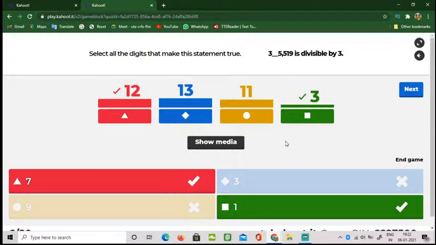So the correct answers are 7 and 1. If you add up all the numbers and add 7, you get the number 30, and 30 is divisible by 3. So 7, the color red, is one of the options. And the next option is, when you add up all the numbers and add 1, you'll get the number 24, and 24 is also divisible by 3. So the colors red and green are correct. The numbers 7 and 1.